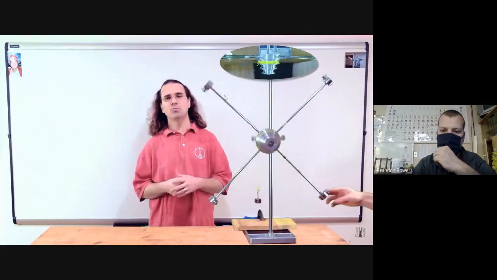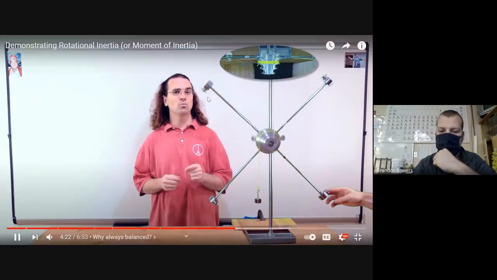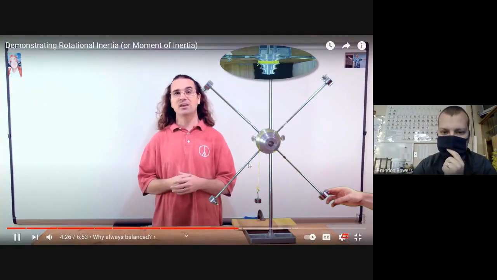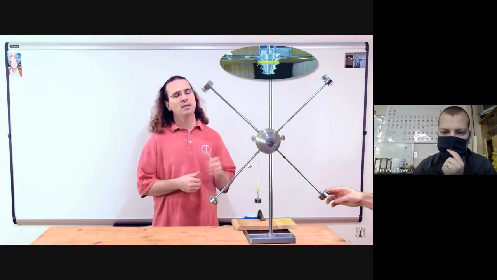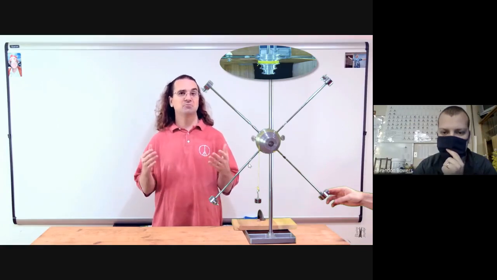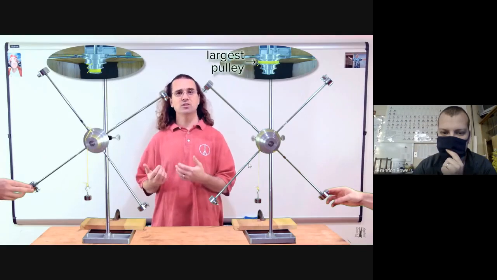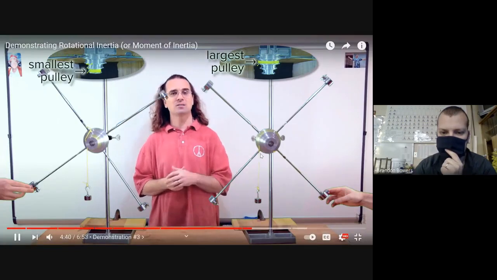Now let's get back to the original demonstrations. We have just done a demonstration with the 100-gram hanging mass on the largest-sized pulley and all four adjustable masses far from the axis of rotation. What if we now change the location of the string, so instead of being on the largest-sized pulley, the 100-gram mass is hanging from the smallest side?